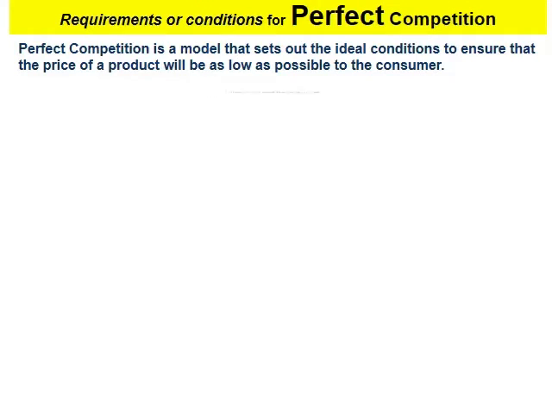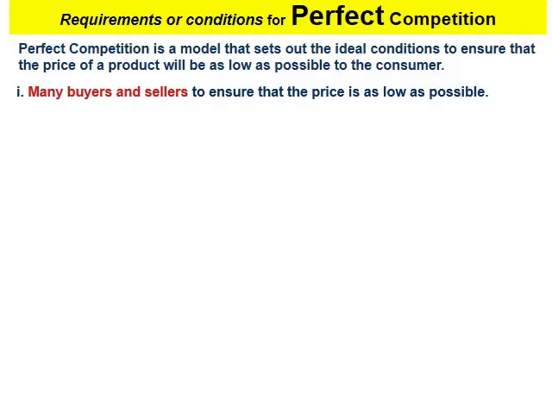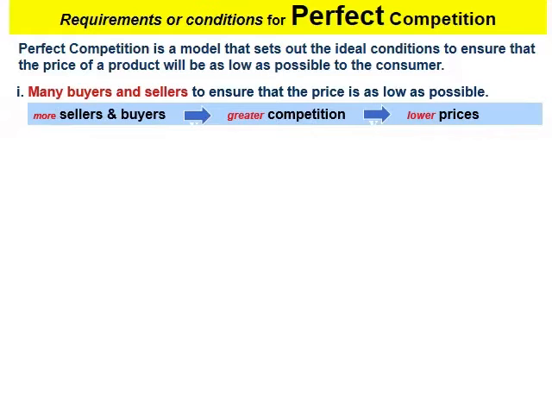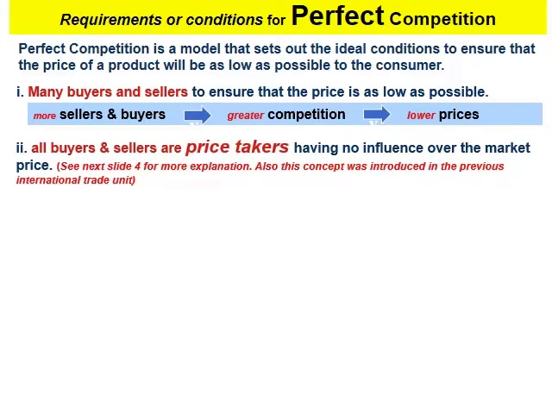What are the requirements? Number one, and this is the most fundamental, there have to be many buyers and sellers. More sellers means greater competition, which means lower prices. Secondly, all buyers and sellers are price takers. They have no influence over the market price. They cannot influence it. Now, we've already had a glimpse of this when we've looked at international trade, looking at New Zealand as either an exporter in the world market or an importer from the world market. So we'll look at this in the next slide.